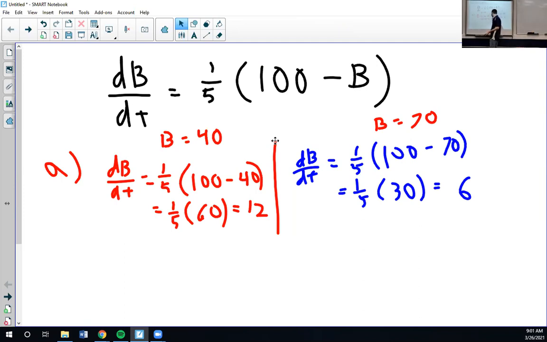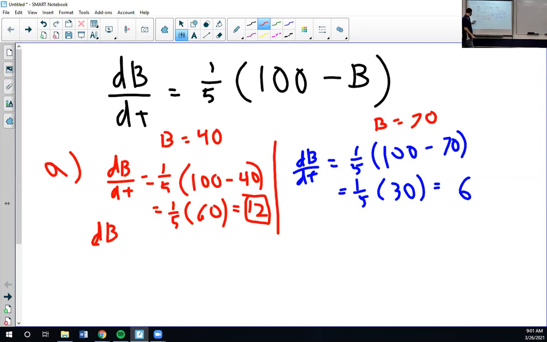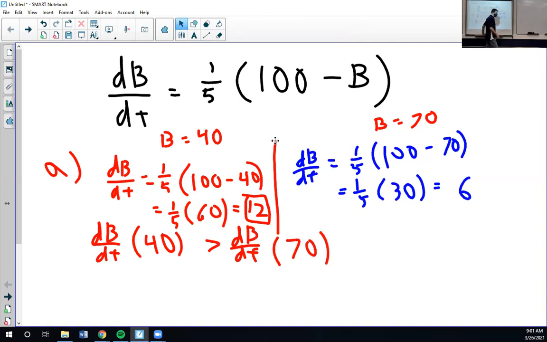So what is our winner? Our winner here is 12. So dB/dt at 40 is greater than dB/dt at 70. So the bird is gaining weight faster when it weighs 40 pounds than when it weighs 70 pounds. That's your idea on part A. That's the easy part. Let's move on to part B.